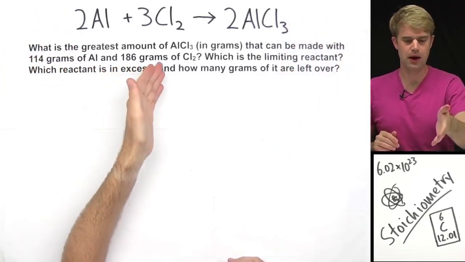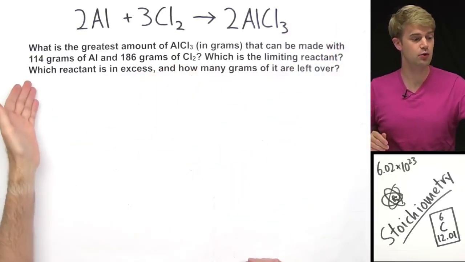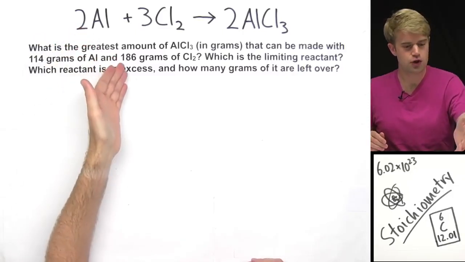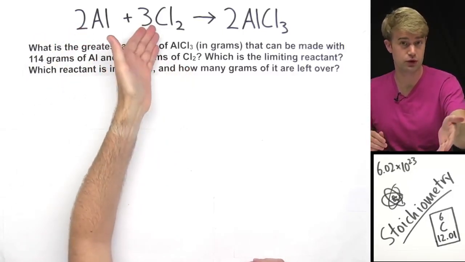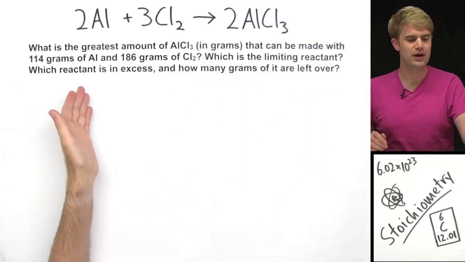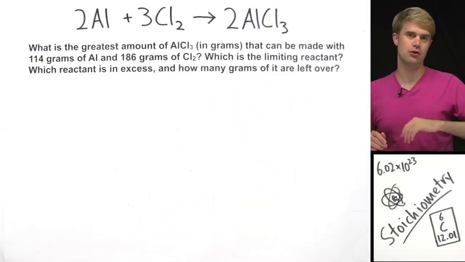What is the greatest amount of AlCl3 in grams that can be made with 114 grams of Al, aluminum, and 186 grams of Cl2, chlorine? Which is a limiting reactant? Which reactant is in excess? And how many grams of it are left over?